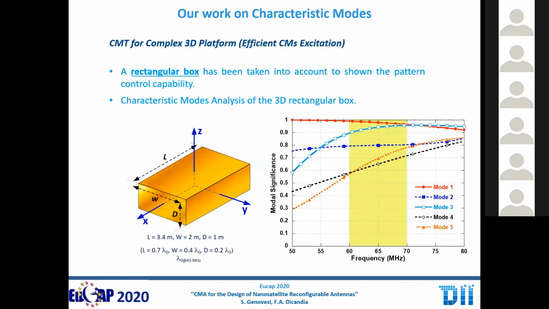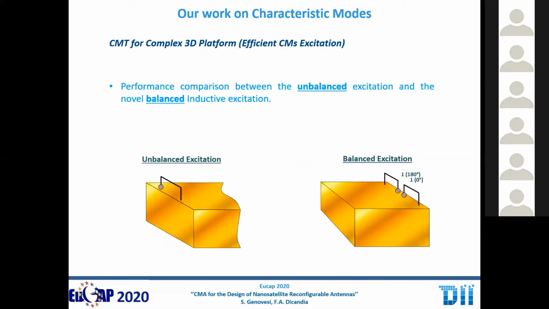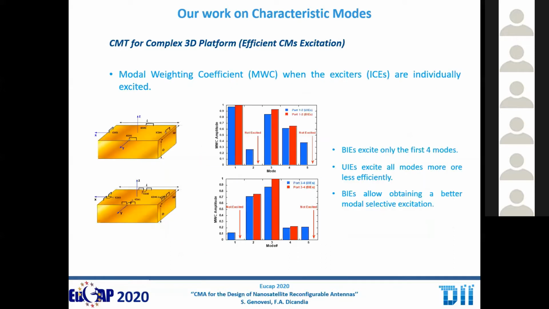And as a result of this work, we have found these balanced inductive exciters, which can generate the same current of, let's say, the standard half loop. But what we have found out is that using the balanced inductive exciters, we are able to achieve a higher purity in exciting a single mode.